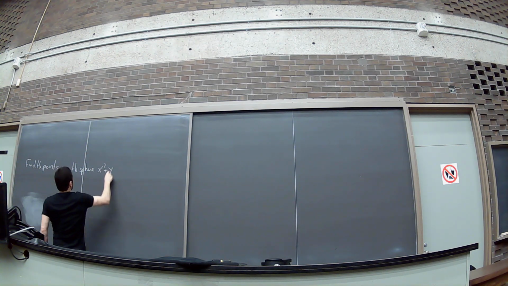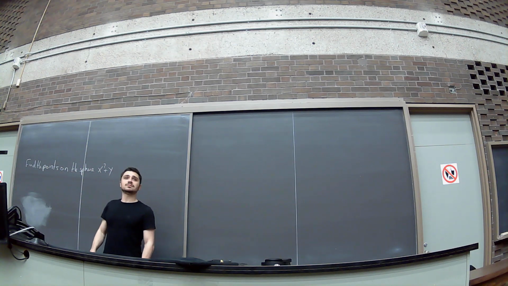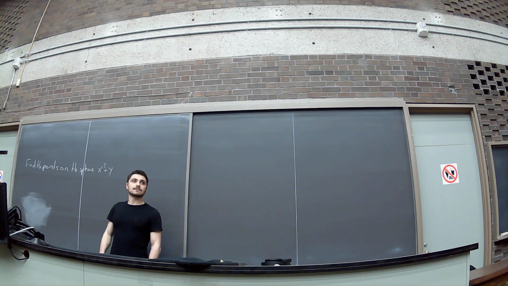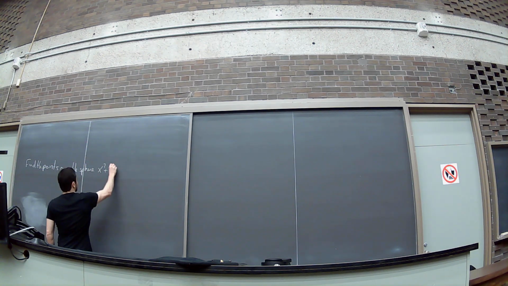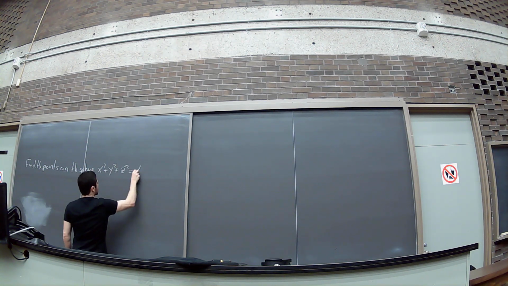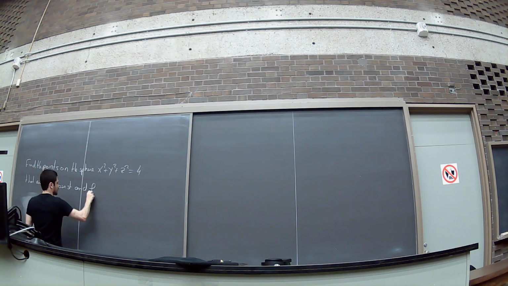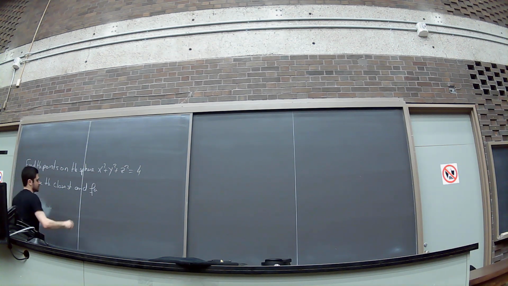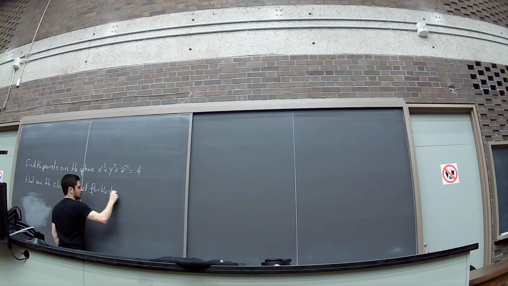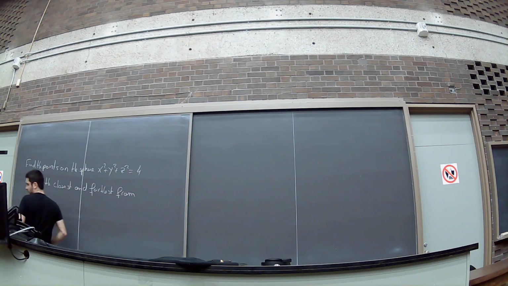Find the points on the sphere x squared plus y squared plus z squared equals 4 that are the closest and farthest from the point, restricted number of the book 3, 1, minus 1.